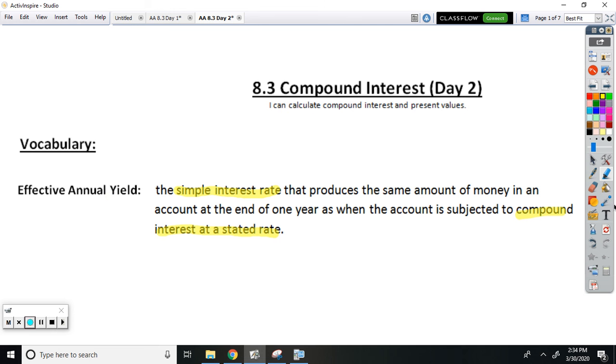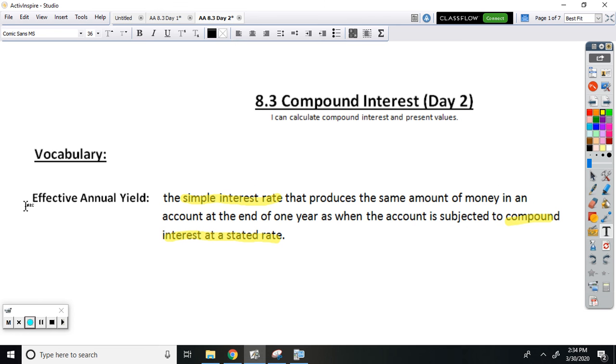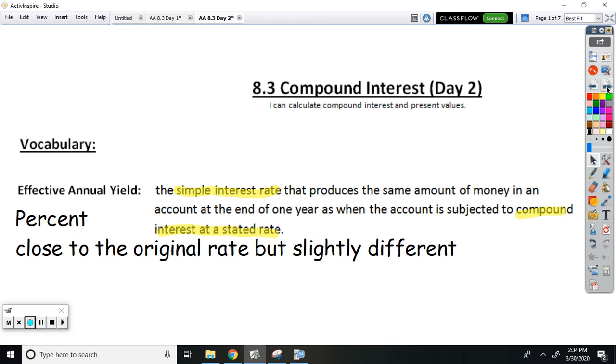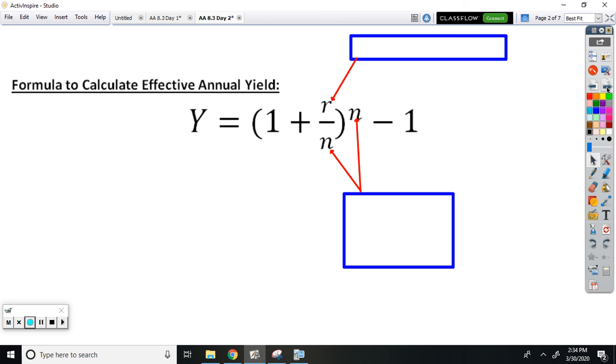So when we're finding the effective annual yield, we are always going to be getting a percent. That will be close to the original rate, but slightly different. You'll know that it's the effective annual yield formula because it's the y equals. So anytime I ask you to find the effective annual yield, you'll see that word yield, you'll know the y equals formula is the one we should be using.